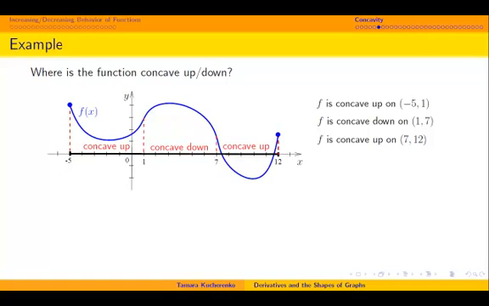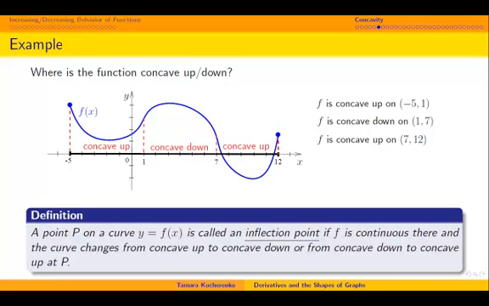Of special interest are the points where the concavity of the graph changes. A point P on a curve y equals f of x is called an inflection point if f is continuous there and the curve changes from concave up to concave down or from concave down to concave up. On this graph, the inflection points have coordinates 1, 3 and 7, 1.5.